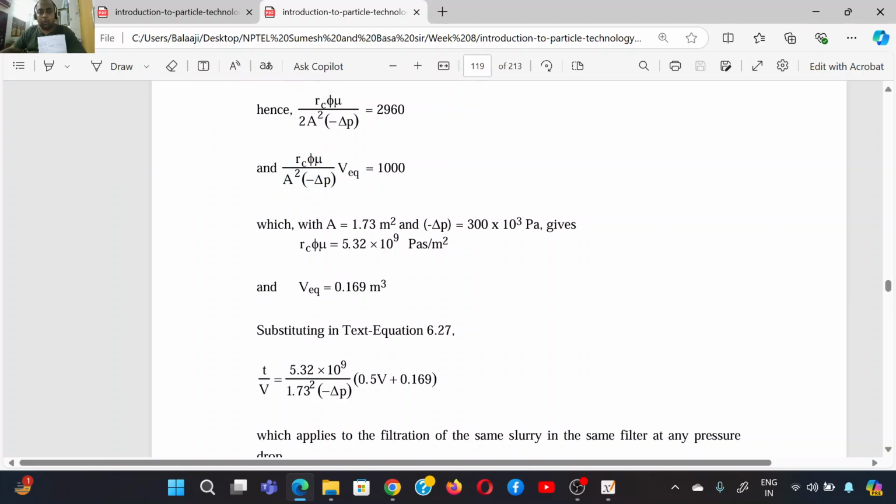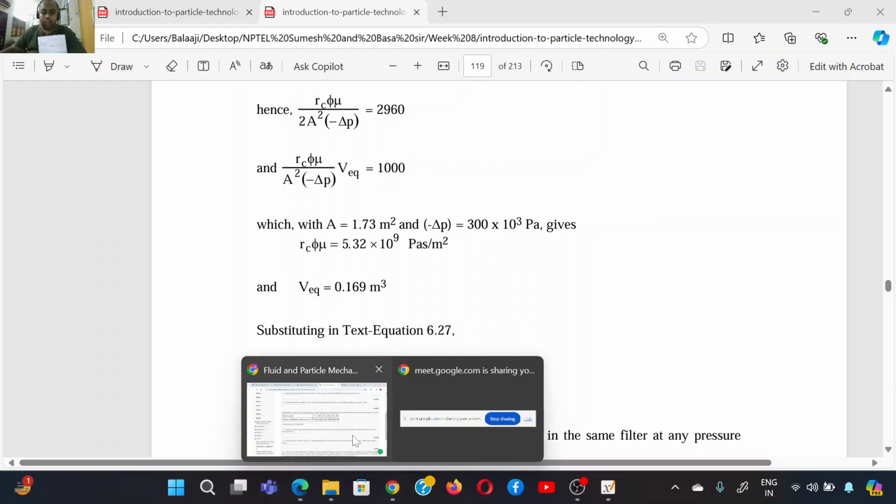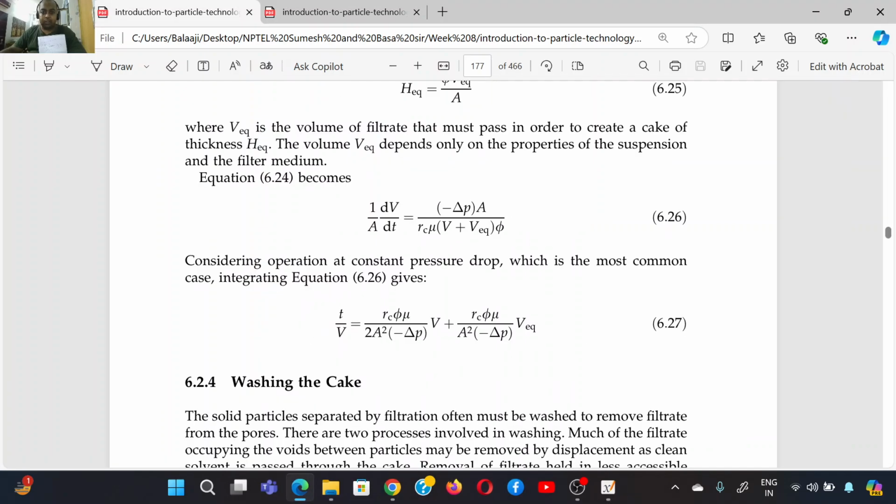Again A you know, delta P you know. You can find V equivalent. So V equivalent is 0.169 and RC5 mu is equal to this. So now you again plug this into this equation, the 6.27 equation. This value RC5 mu you know, V equivalent you know. So this intercept you know.